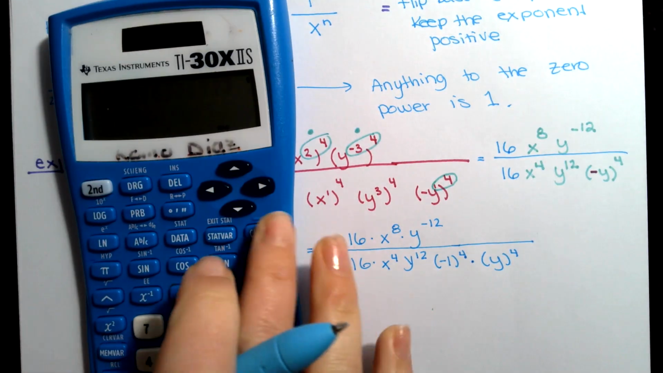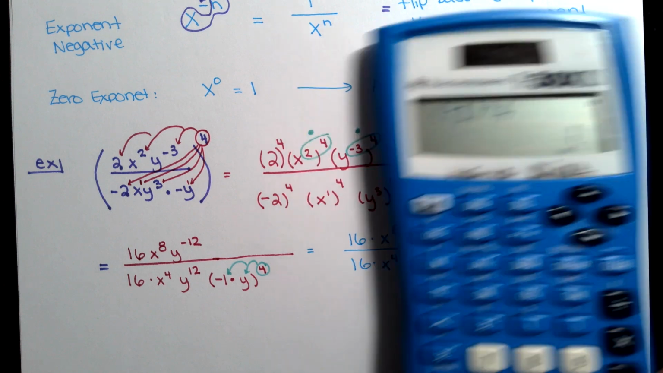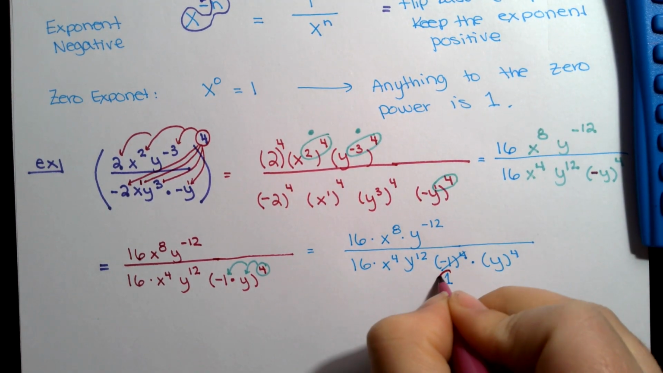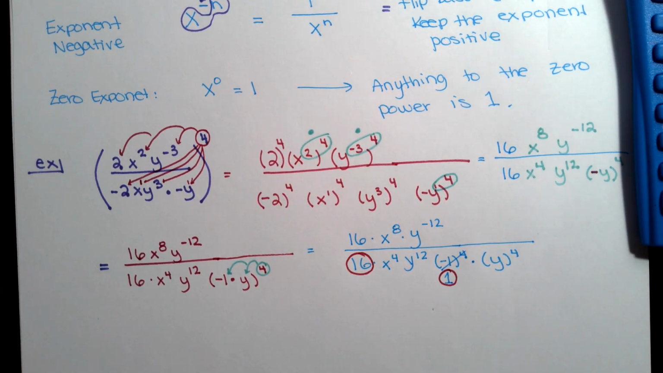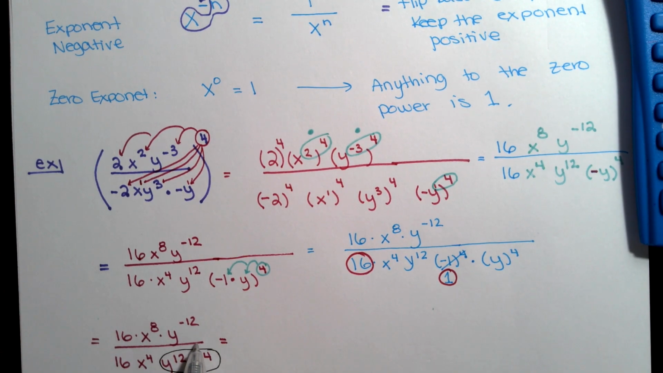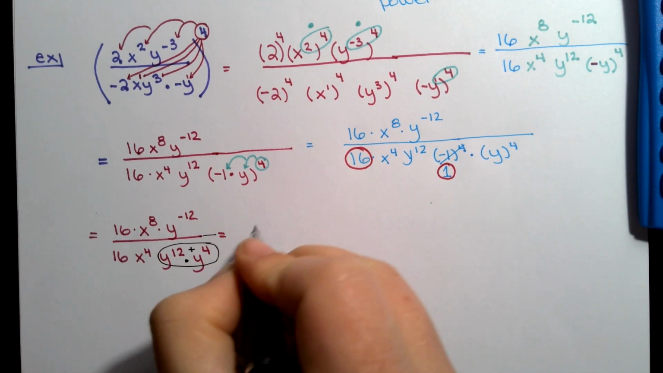So if we type into the calculator, negative 1 in parentheses to the 4th power, it gives us just 1. And we can combine this 1 that we just evaluated with the 16, and it kind of just gets absorbed. So we got 16, x to the 8th power, y to the negative 12th power, all over 16, x to the 4th power, y to the 12th power, and now a positive y to the 4th power. Here, notice that we have the same bases, both in the denominator. They are being multiplied, so that means we're going to be adding those together.